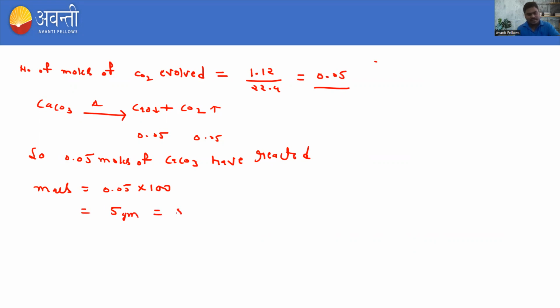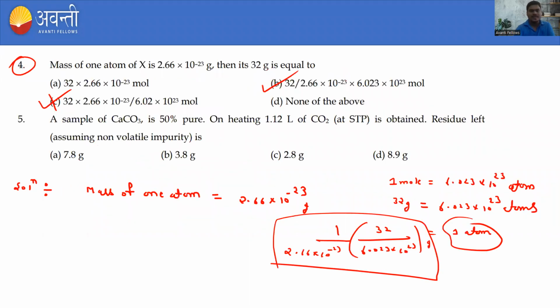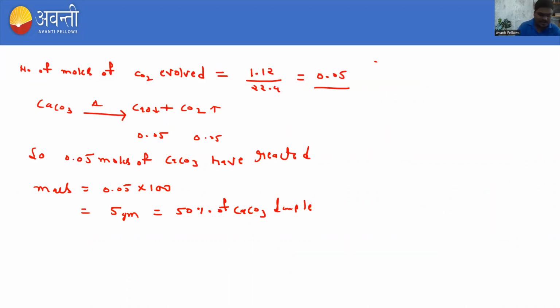5 gram is the 50% of the calcium carbonate sample, because the calcium carbonate sample in the question is given as only 50% pure. So what is the total weight? Can anyone tell? The total weight is 2 into 5 gram, which is equal to 10 gram, right?